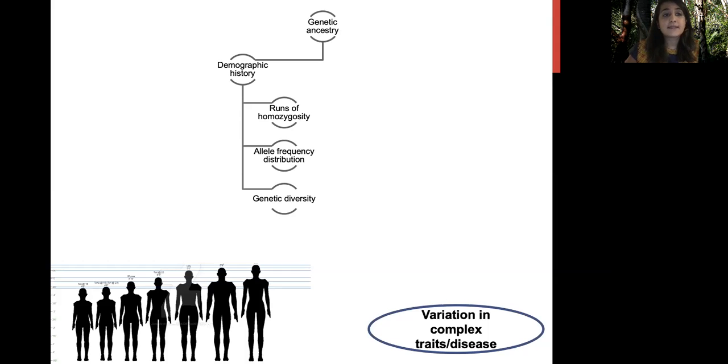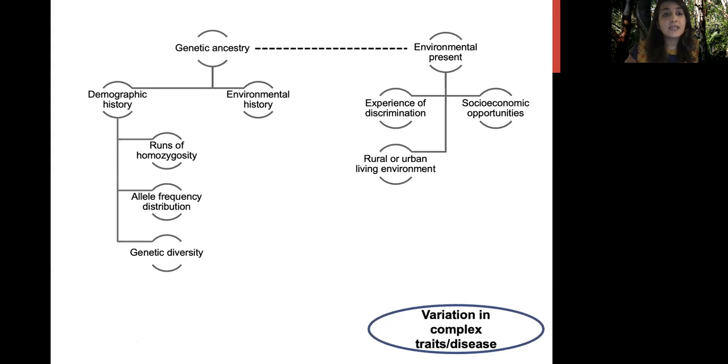We also realize that not only does genetic ancestry mean the experience of a different demographic history, but also that of a different environmental history. Further, the environmental present, as is manifested in experience of discrimination, socioeconomic opportunities, and living in a rural or urban environment, can vary independently across individuals, but is often correlated with genetic ancestry due to the particular historical contingency of a European colonization, of which many remnants still remain in a post-colonial Mexico.